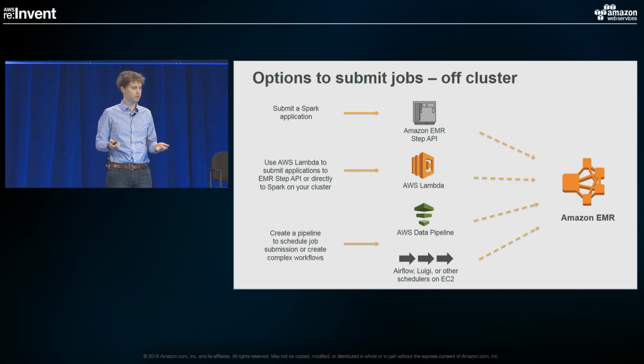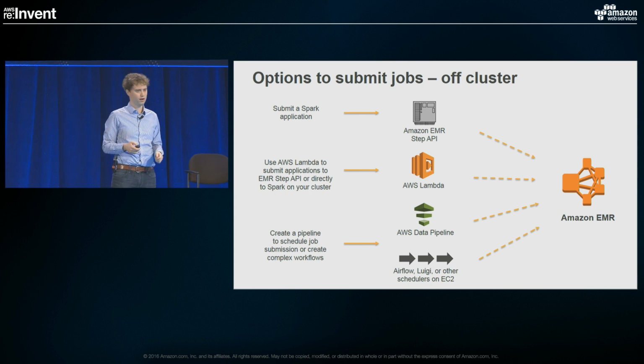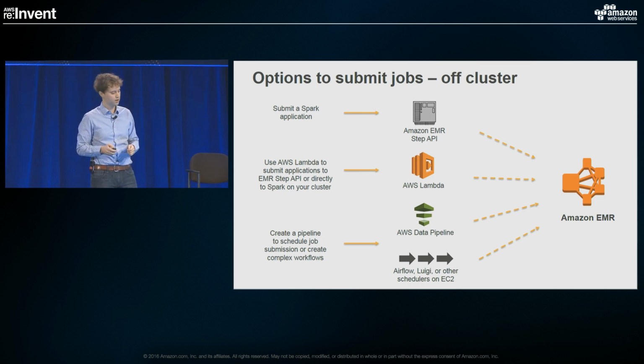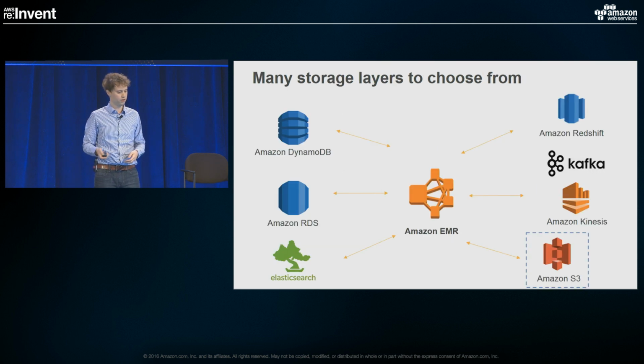You can also use Lambda to submit steps if you have a job that needs to kick off at certain times of day. There's an interesting blog post that AdRoll posted about using Lambda to fire off Spark clusters. You can use that also on bucket preconditions, that sort of thing. Lambda is a very useful, lightweight way to kick off these jobs. Or you can use something like Data Pipeline, which is an AWS service that can orchestrate these workflows, or Airflow, Luigi, or other schedulers that you can run on EC2.